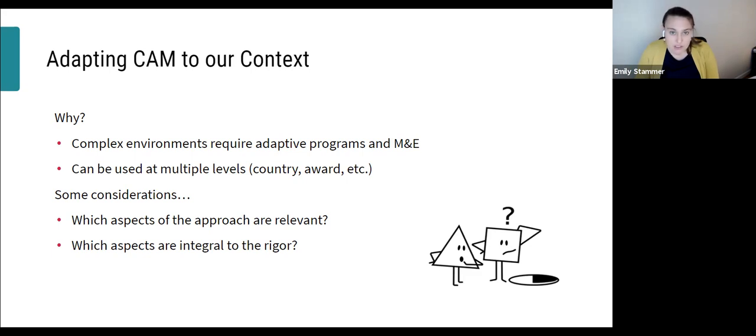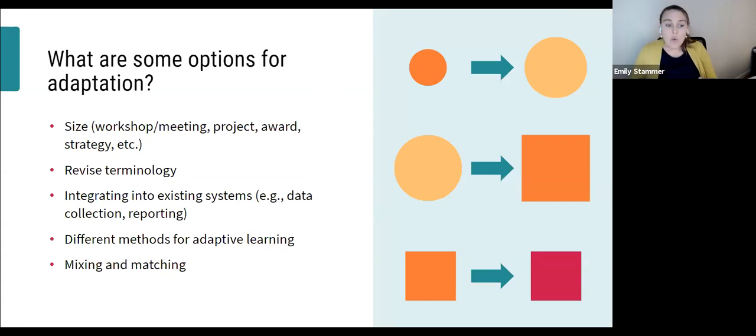We'll get into options for adaptation next, but when we do adapt, we should keep a few things in mind. Which aspects of the approaches are most relevant, which we really want to keep in there and should be maintained, and which aspects of the approach are really integral to the rigor. And Lucy talked about how we do that a bit earlier, and we should keep that in mind as we're moving forward. Next slide.